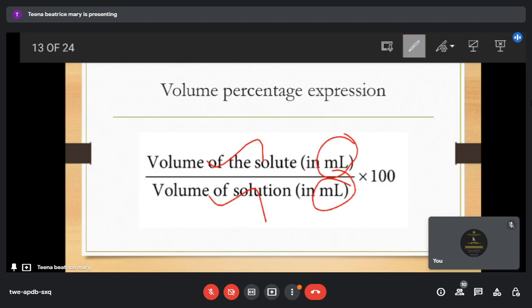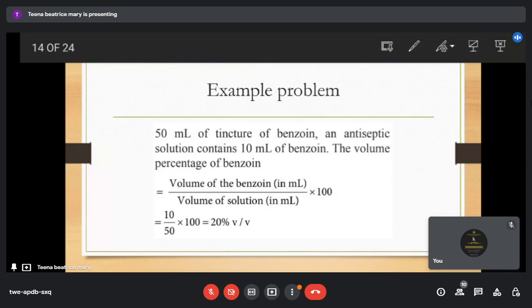Don't forget the conversion. Next example: 50 ml of tincture of benzoin. What is tincture? Like tincture iodine, it contains iodine and alcohol. So 50 ml of tincture of benzoin, an antiseptic solution, contains 10 ml of benzoin. We are going to find the volume percentage of benzoin in that 50 ml.